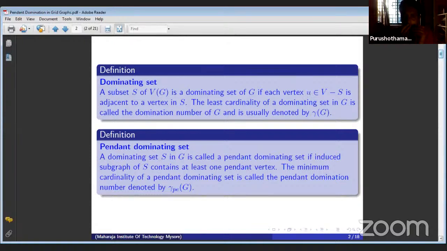Then we define another definition, the pendant dominating set. A dominating set S in G, meaning S is already a dominating set, is called a pendant dominating set if the induced subgraph of S contains at least one vertex of degree 1, at least one pendant vertex. The minimum cardinality of a pendant dominating set is called the pendant domination number. It is denoted by gamma P of G.